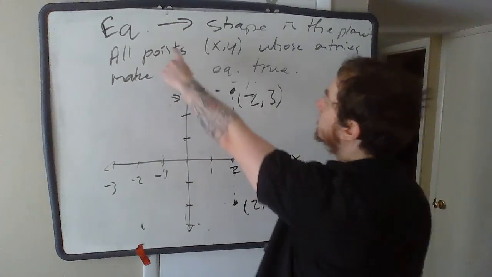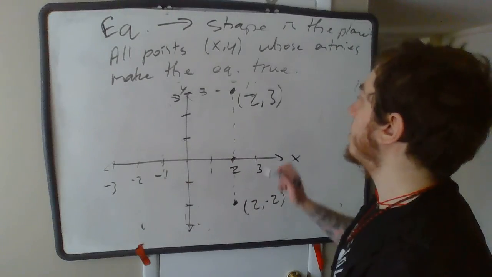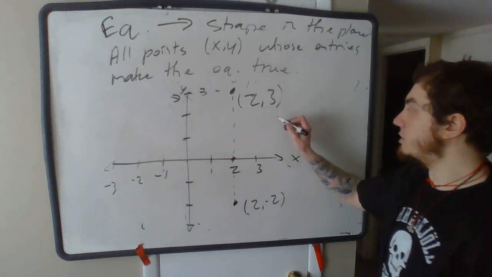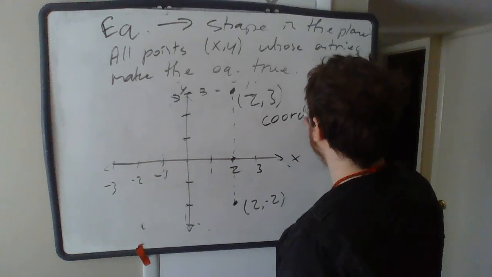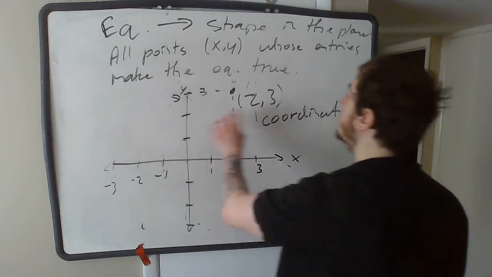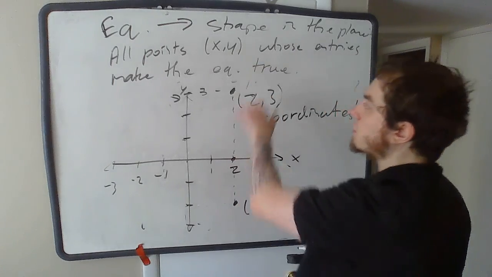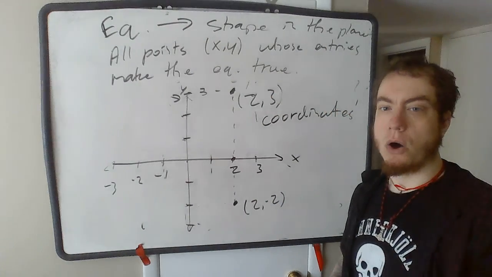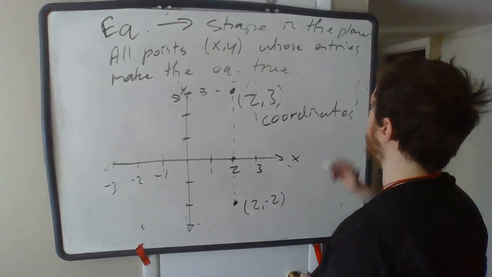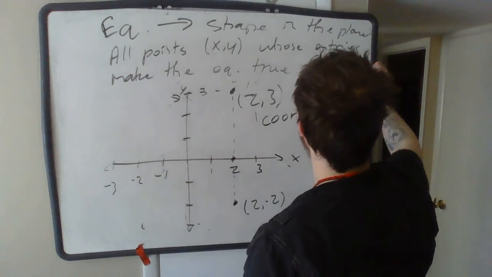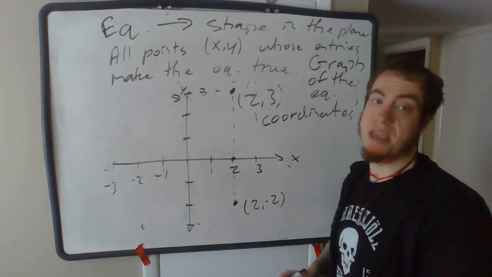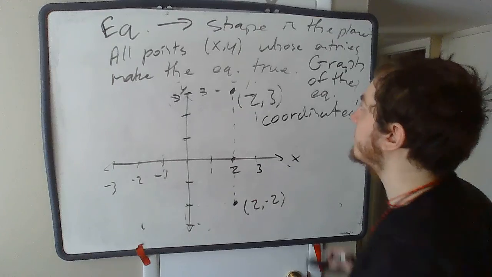Take that pair of numbers and plug it into the equation. We just want to consider all those points where the numbers that represent them, which, by the way, are called the coordinates of the point, make the equation true. In other words, whose coordinates are solutions to the equation. This is called the graph of the equation. So all of the points that make the equation true are going to be the graph of the equation.